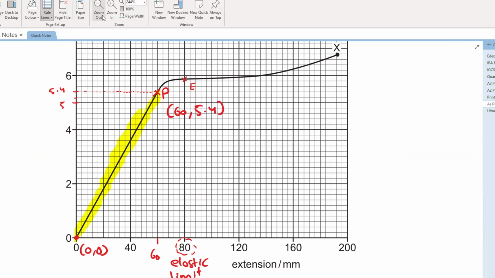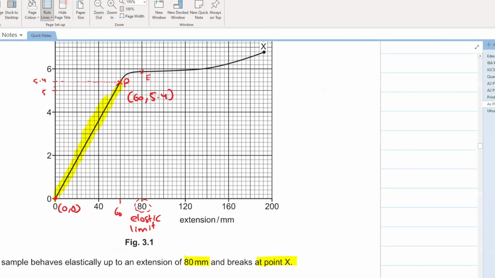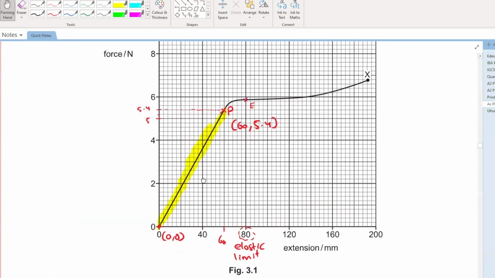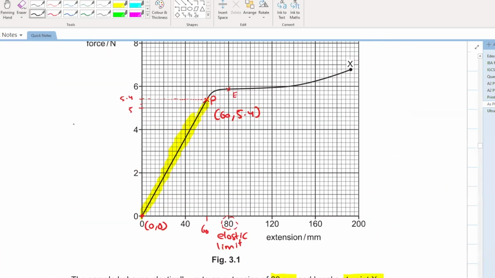Can you calculate the gradient between the two? Yes, you can, but you will make a mistake here. You have 2 points, 0, 0 and the second point 60, 5.4. Now calculate the gradient. Gradient is equal to (5.4 minus 0) over (60 minus 0). You have made a mistake here. Congratulations. You have made a mistake here.